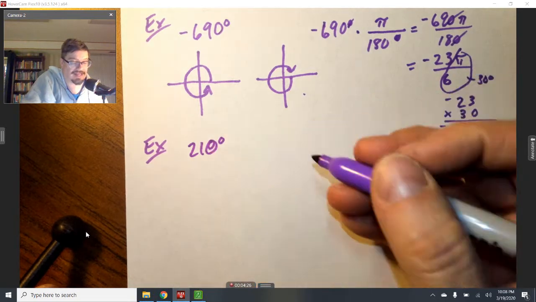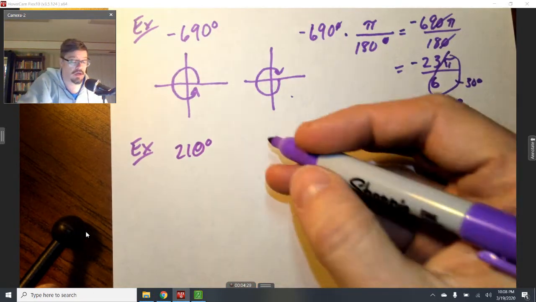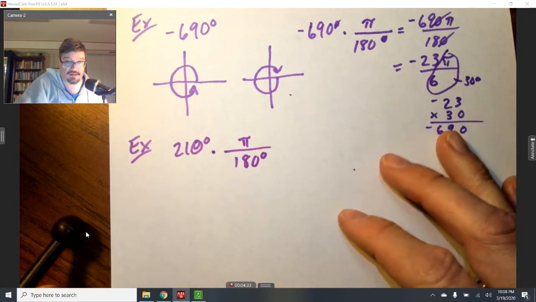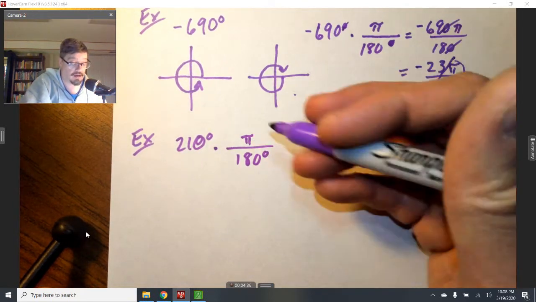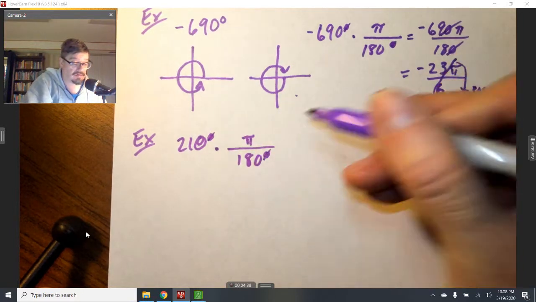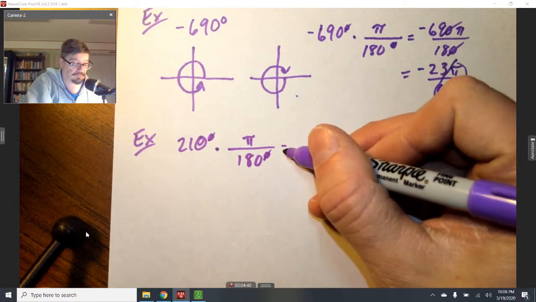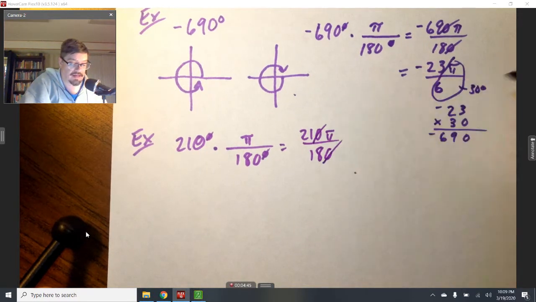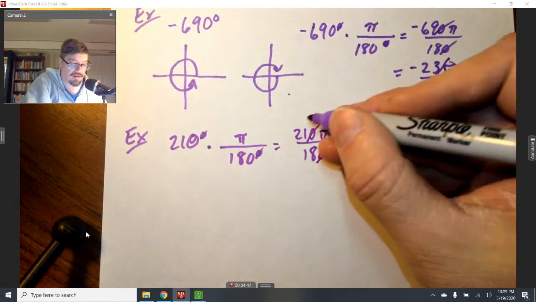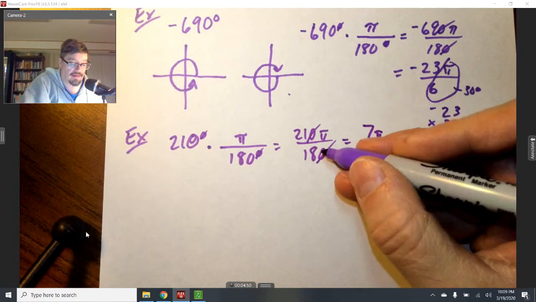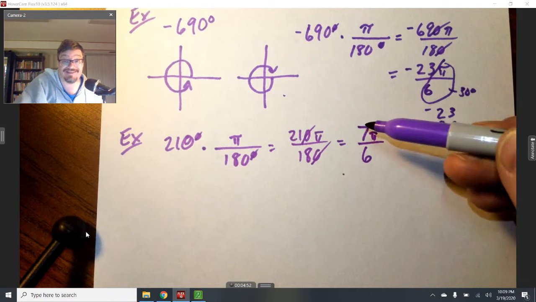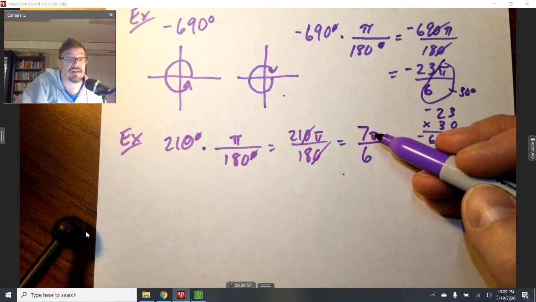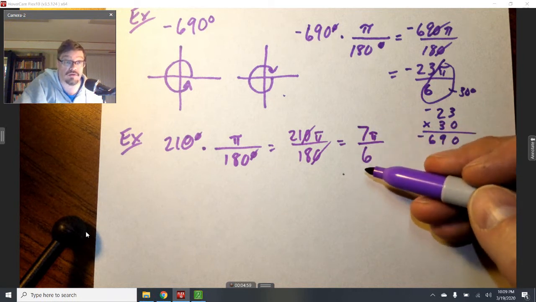There's 210. I want to convert that to radians. So I will take pi over 180 degrees. The degrees units cancel out. I get 210 pi over 180. 10s will cancel out, and then 3 will go into both. That will be 7 pi over 6. So now I have 7 pi over 6's, which means I have 7 30-degree angles.